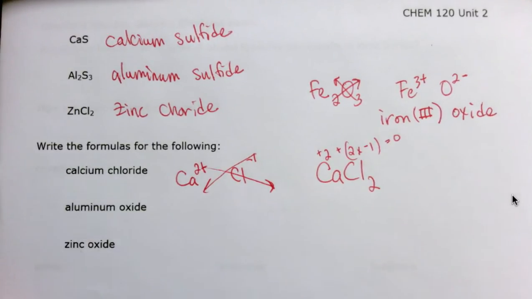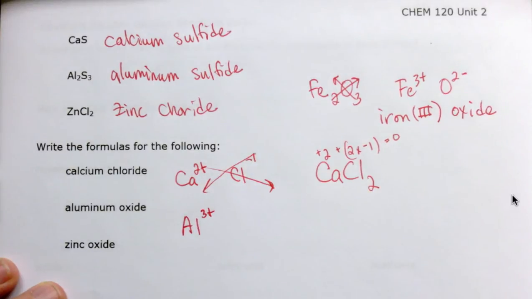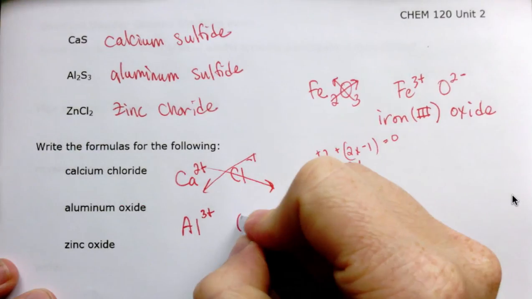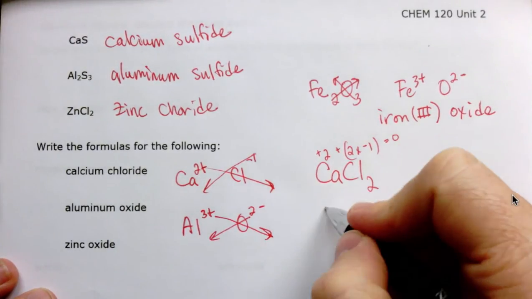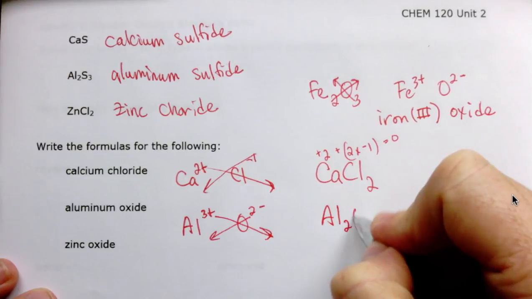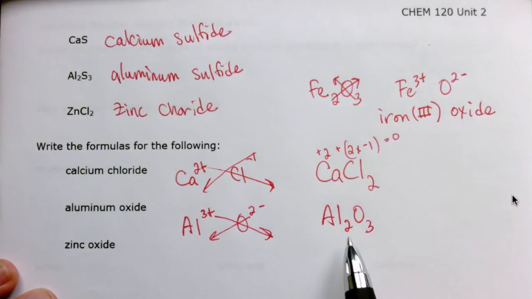All right, now aluminum oxide. Again, write your charges. Aluminum's in group 3. It's going to have a +3 charge. Oxygen's in group 6. It's going to have a -2 charge. You do the cross and drop, and you get Al2O3. And these can't be simplified. They're written in the simplest form.